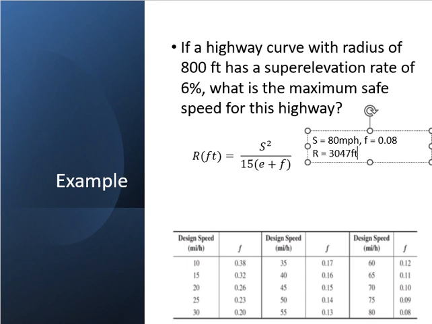50 miles per hour, f is 0.14, and you get the radius as 833 feet, which is close enough. That's why in the book they were going with the f value, because in f value there's not much margin. It's already in fractions, so to get the value close is easier.